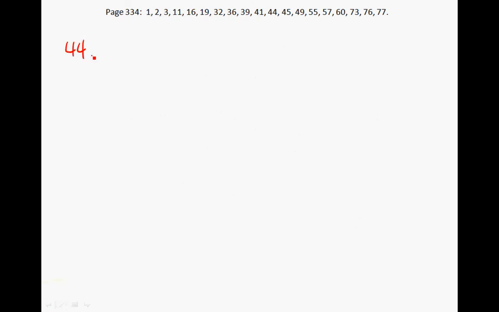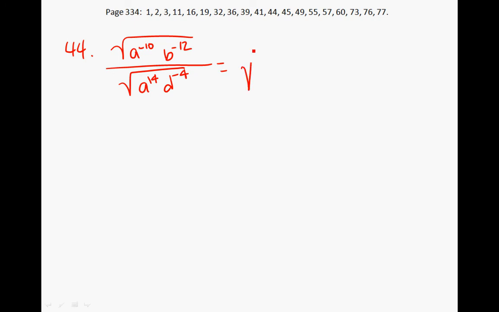Okay, so now number 44, we have square root of a negative 10, b negative 12, over square root of a to the 14th, d negative 4. So the first thing we can do is combine these all into a single square root. So we have a negative 10, b negative 12, over a 14, d negative 4. And first thing we notice is that our a's are going to simplify, except because that's negative and this is positive, they're not actually going to simplify all that straightforward.